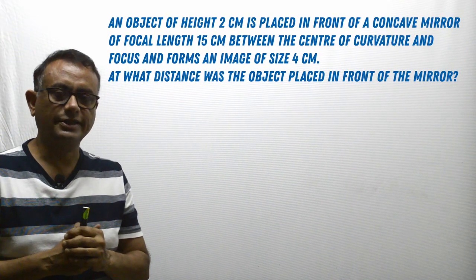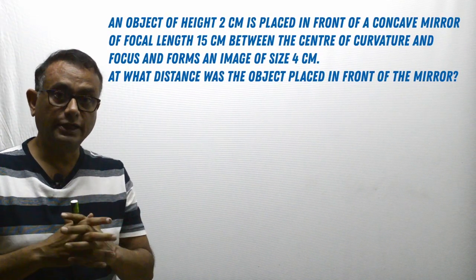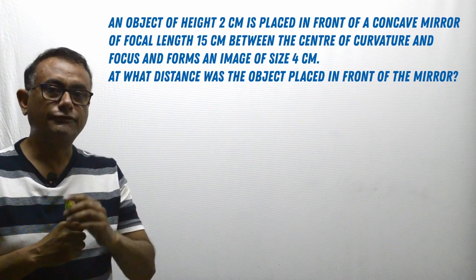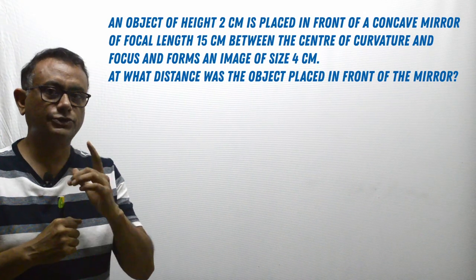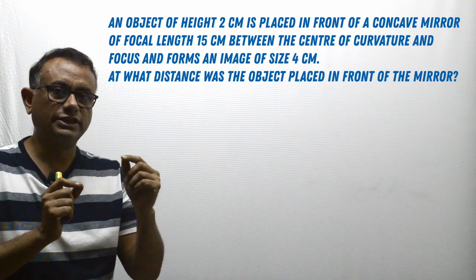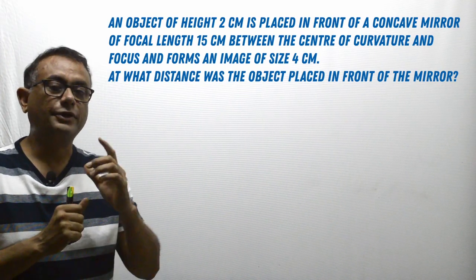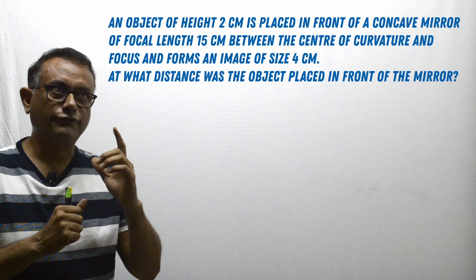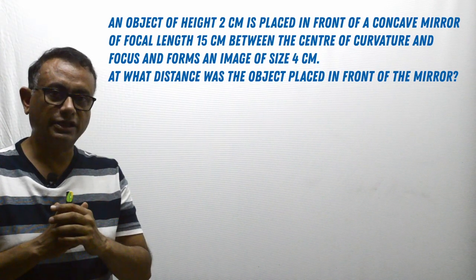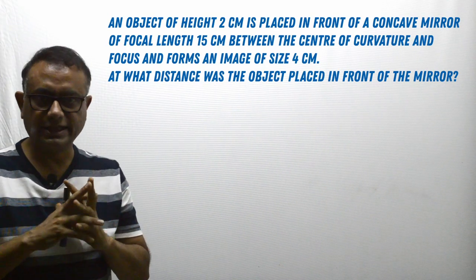Let's solve this numerical now, which is based on magnification values. Let's read the question. Find the object distance for an object of height 2 centimeters, which is placed between the center of curvature and the focus. You're getting an image of height 4 centimeters, and the focal length of the concave mirror is 15 centimeters. So this is the data that has been given.